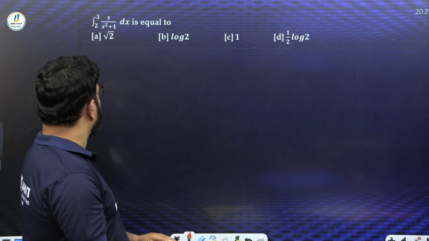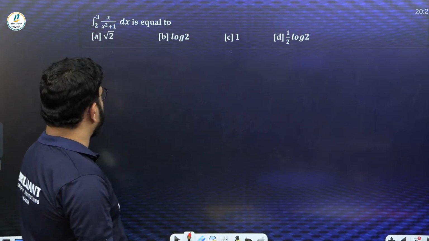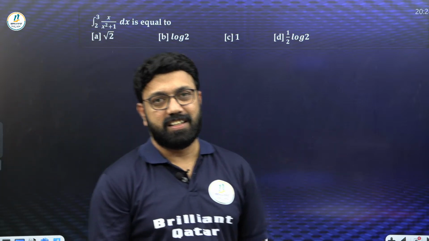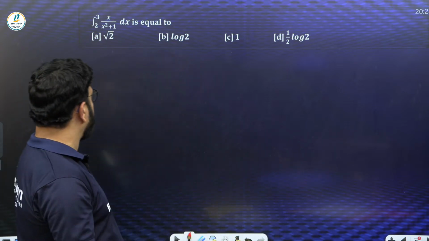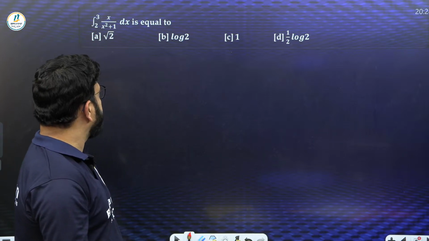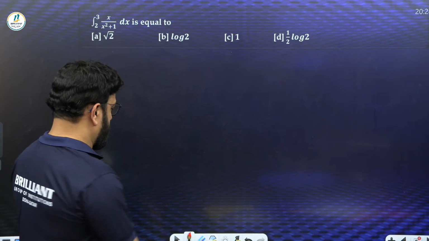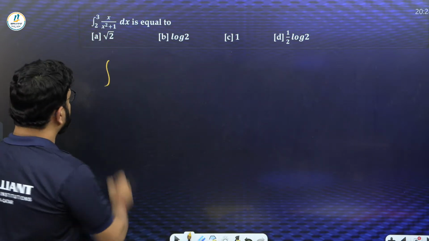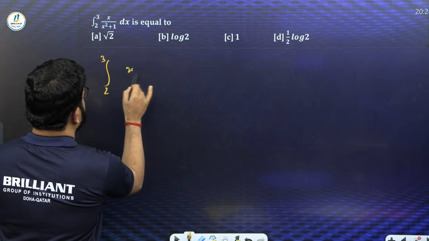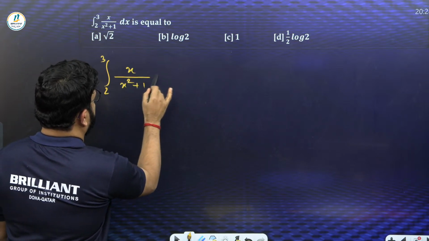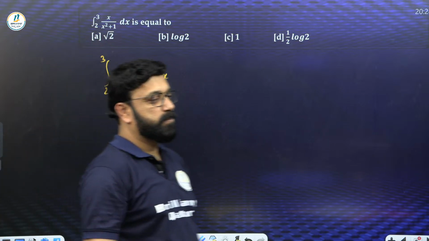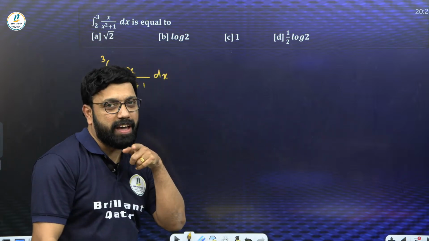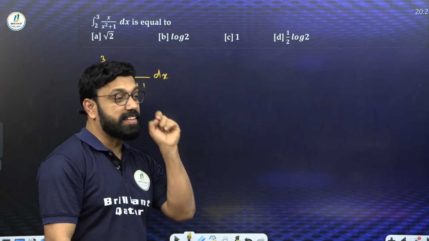Integral of 2 to 3 of x by x square plus 1 dx is equal to dash. You know definite integral: lower limit is there, upper limit is there. See the question: integral of 2 to 3 of x by x square plus 1. Which method will we use here? Numerator x is there, denominator x square is there. Yes, substitution method we can use.